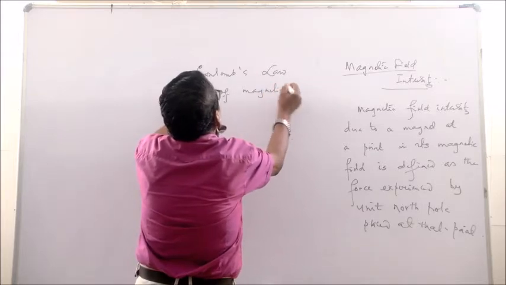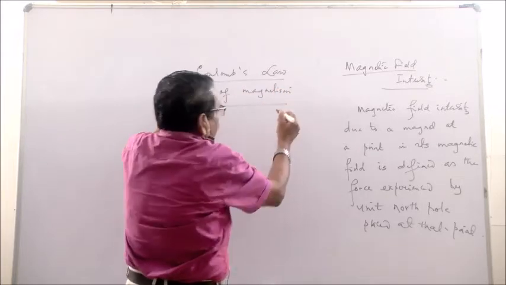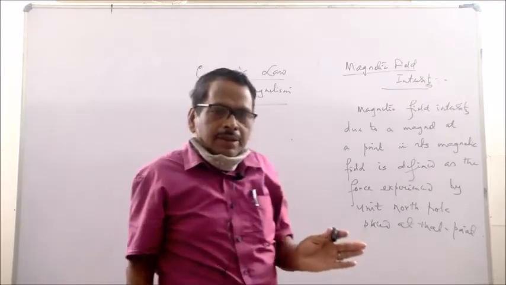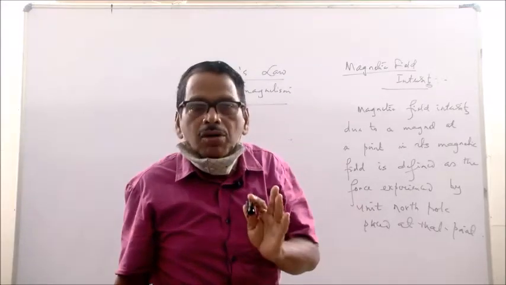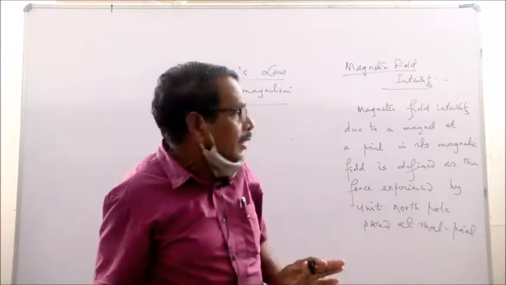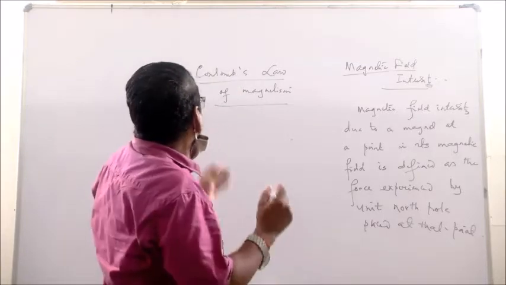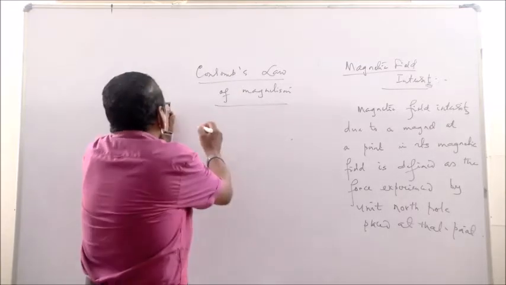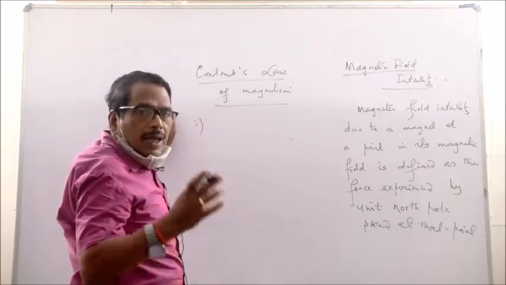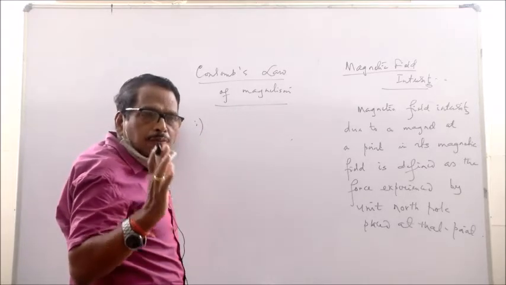You will come across the same thing, Coulomb's law in electrostatics. Same thing is here, only in place of charge, here will be pole, nothing else. So, Coulomb's law of magnetism states that it has got two parts. First part, like poles repel, unlike poles attract.